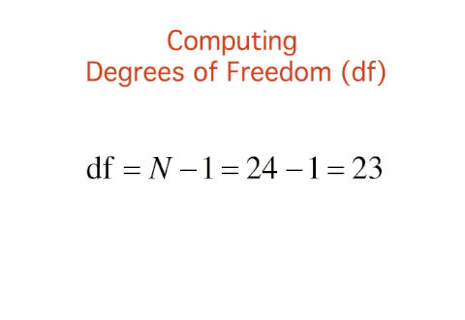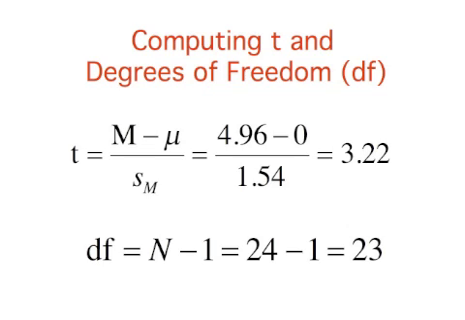To get the probability value for a t of 3.22, we need to know how many degrees of freedom we have. The degrees of freedom is equal to N minus 1, which is 23 in this case. Notice that N is the number of difference scores because these are the scores we are analyzing. Now that we know the degrees of freedom and the t-value, we can consult the t-distribution calculator or a t-table in a statistics textbook.